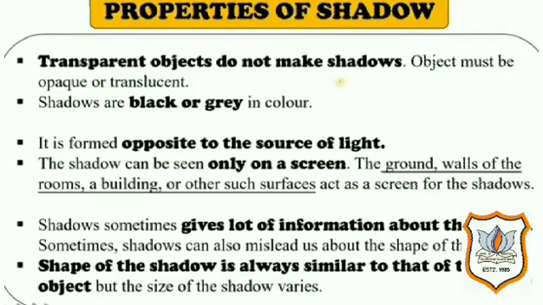Shadows sometimes give a lot of information about the object. Sometimes shadows can also mislead us about the shape of the object. The shape of the shadow is always similar to that of the object, but the size of the shadow varies.